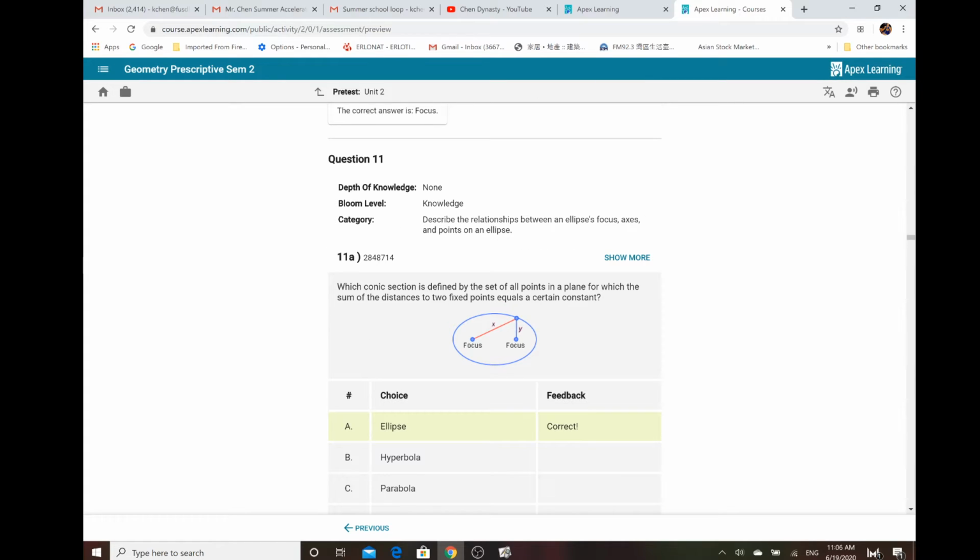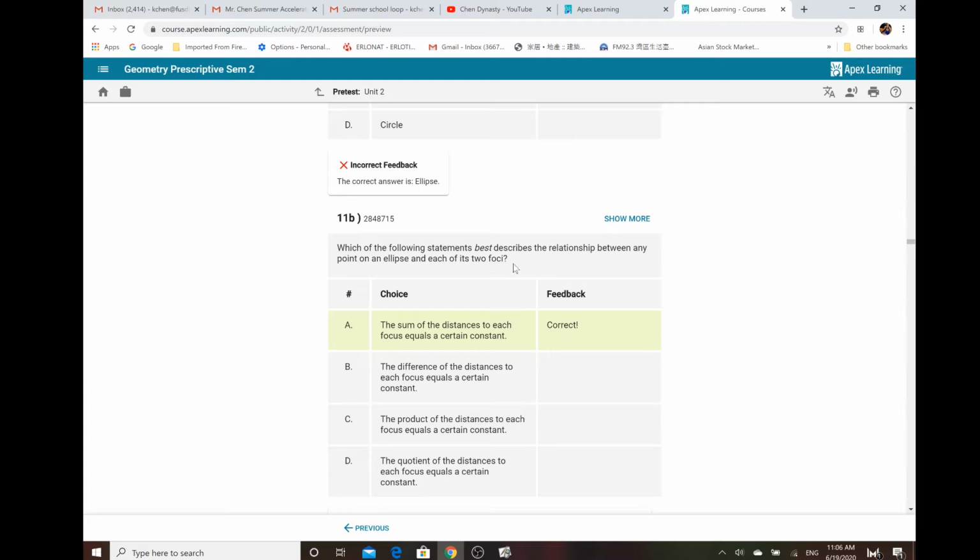Now, which conic section is defined by the set of points in a plane such that the sum of the distances to two fixed points equals a certain constant? Let's say that you connect one point on the ellipse to the foci, one is y, the other one is x. So what kind of figure is this one? Obviously it's an ellipse.